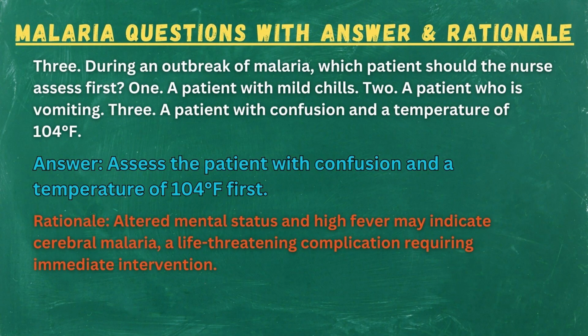3. During an outbreak of malaria, which patient should the nurse assess first? 1. A patient with mild chills. 2. A patient who is vomiting. 3. A patient with confusion and a temperature of 104 degrees Fahrenheit. Answer: Assess the patient with confusion and a temperature of 104 degrees Fahrenheit first. Rationale: Altered mental status and high fever may indicate cerebral malaria, a life-threatening complication requiring immediate intervention.